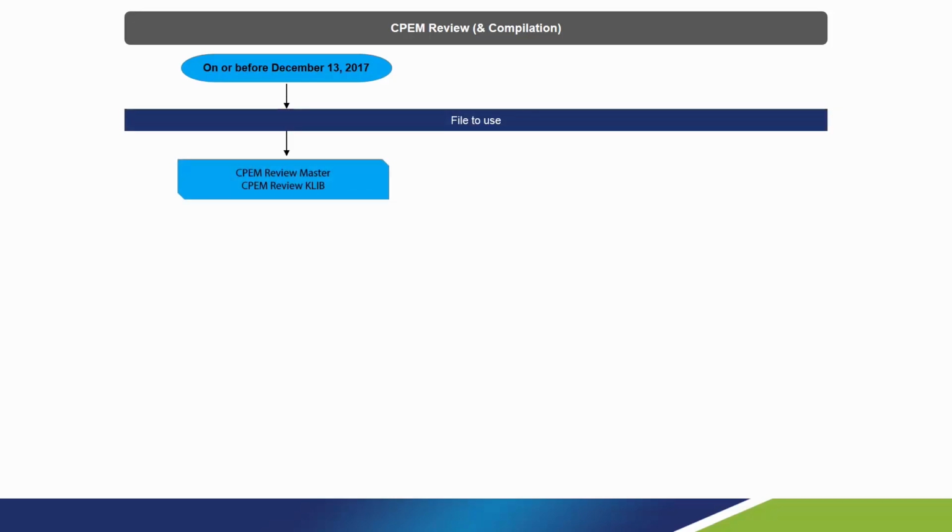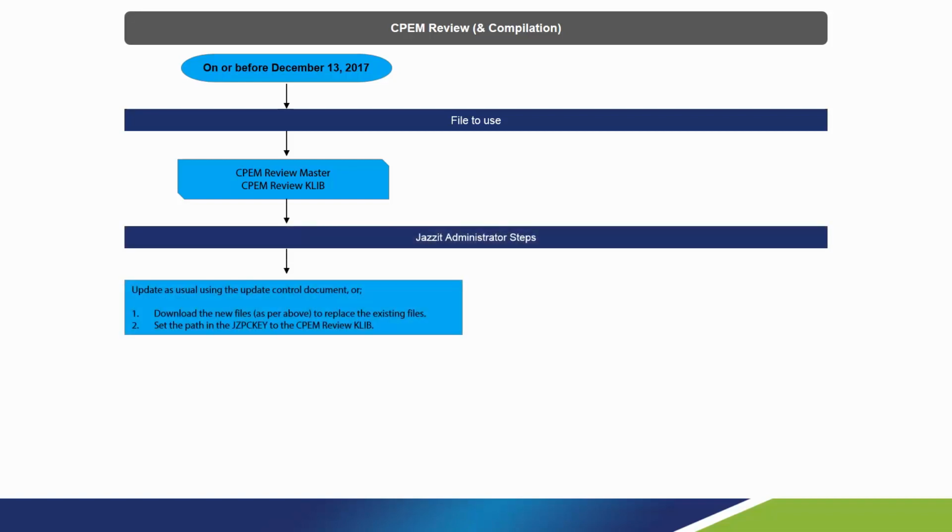You'll be using the CPEM Review Master and the CPEM Review Caleb. The Jazzit administrator will either update their existing CPEM Review Caleb using the Update Control document, or they will download a brand new CPEM Master and CPEM Caleb file and replace this with the old CPEM Master and Caleb. The Jazzit administrator will then make sure that the JZPC key control document in the CPEM Review Master is connected to the Resource Center.